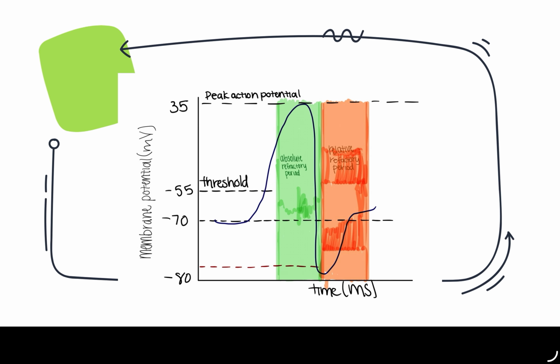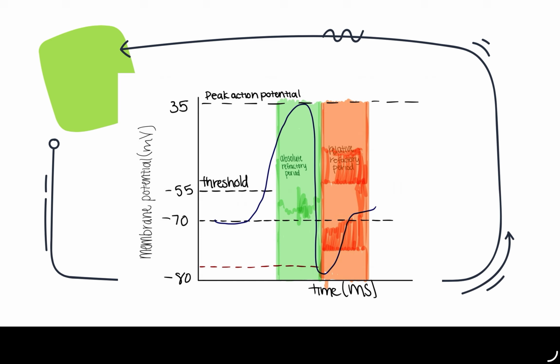After this, the neuron goes through a refractory period. During the absolute refractory period, it cannot fire again at all. During the relative refractory period, it can fire again, but only with a stronger signal.